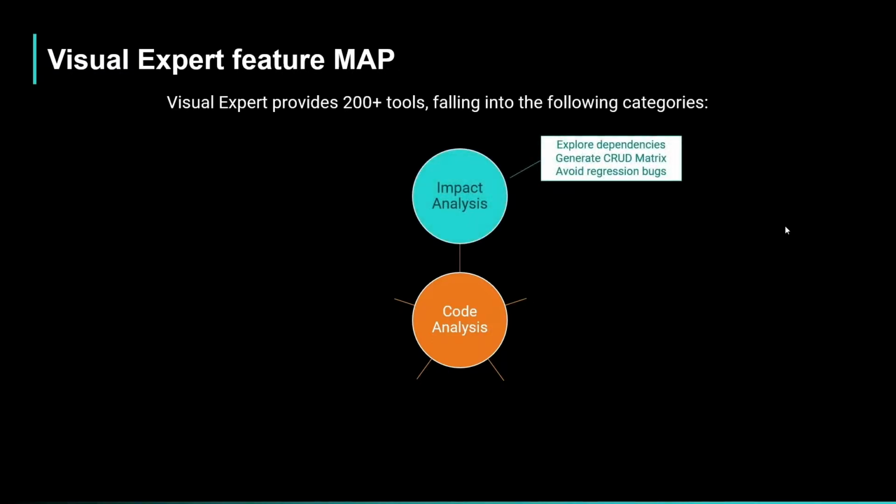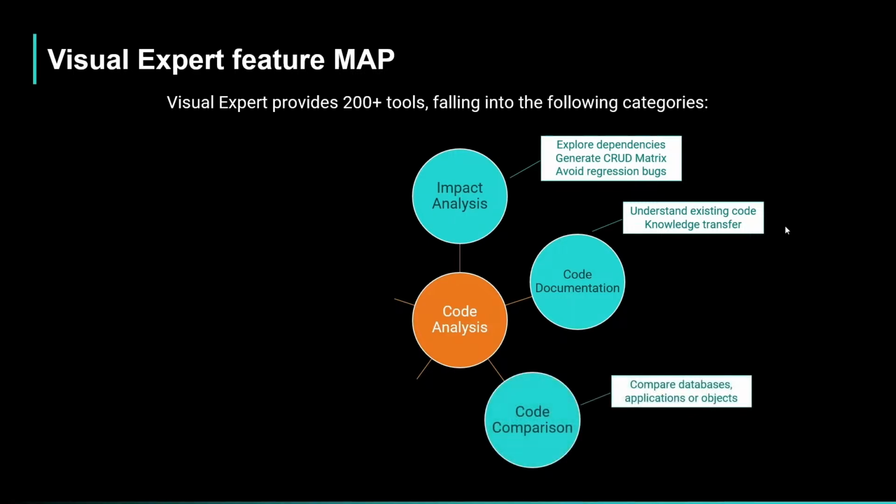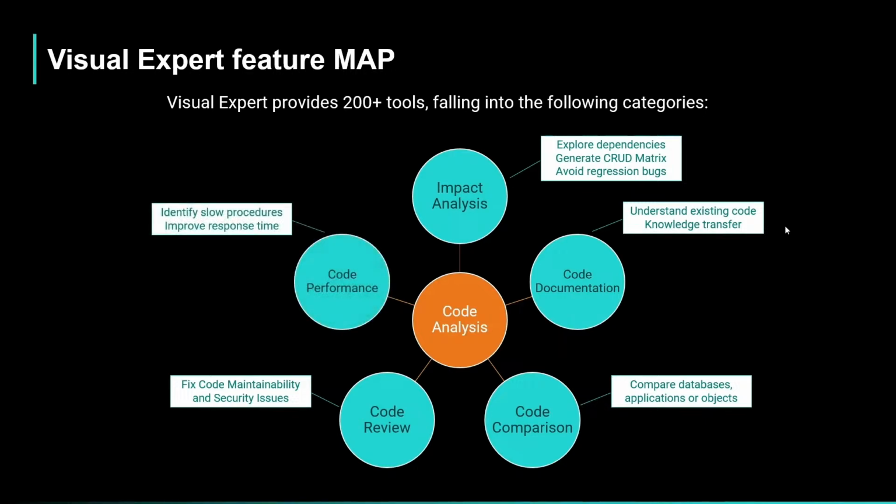Number 1, you will explore dependencies to understand the consequence of a change. That's what we're going to use after we detect the vulnerabilities, to make sure that we do not break the application on a change. You can also generate documentation or understand and describe a complex existing legacy code. You can compare different versions of your application. You can review the code, and this is where we will detect security vulnerabilities. And finally, you can also analyze the performance of database code. That's not something we're going to use today.